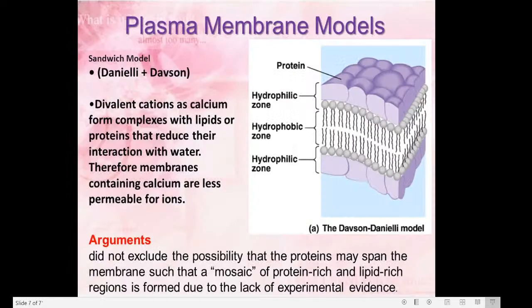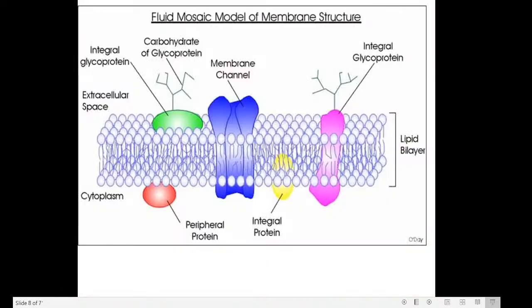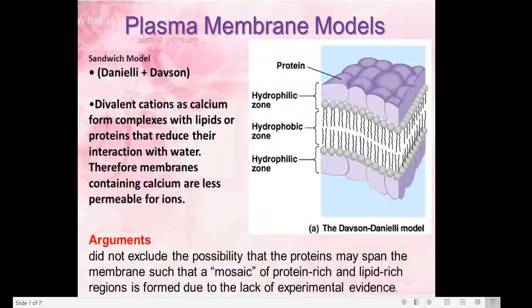This is about imaginary things, right? We cannot directly see how the cell structure is, so researchers explained it with models. Model one is the sandwich model, also called the Davson and Danielli model. Then the fluid mosaic model. These are the basic structural models.